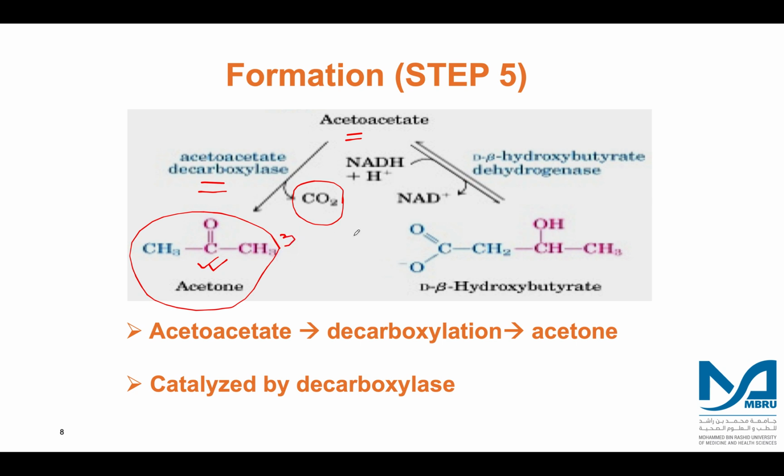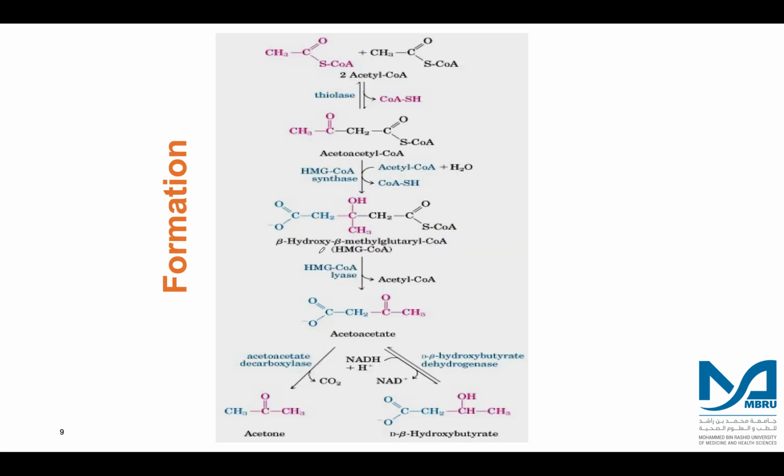So we have the three ketone bodies: acetoacetate, beta hydroxybutyrate, and acetone. If somebody asks you what are the three ketone bodies and how are they formed, this is the overall reaction that is helping in the formation of these three ketone bodies. And the rate limiting enzyme that is catalyzing the formation of ketone bodies is HMG coenzyme A synthase.